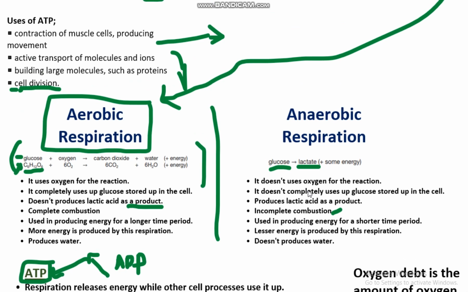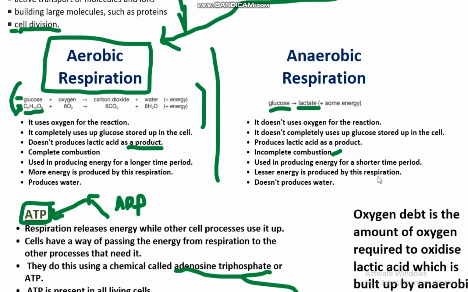Usually it causes fatigue in the muscles of some racers and sprinters, and they have difficulty in walking and doing their work as their muscles contract. But this respiration produces lesser energy, but it produces quicker energy, and it provides energy in a very short time. So that is why it is used in racing sprints, such as 100 meters or 50 meters and close distances, and it doesn't produce water.